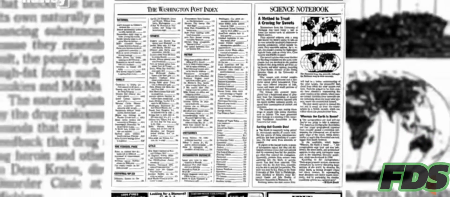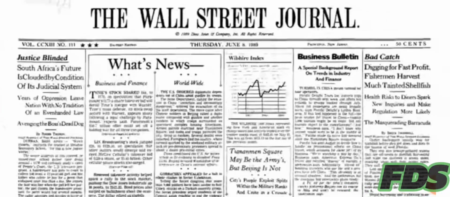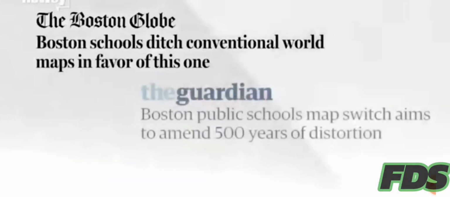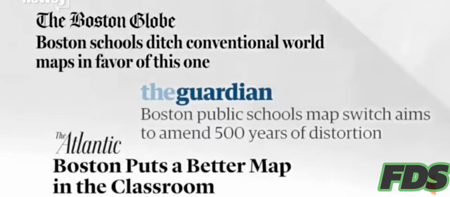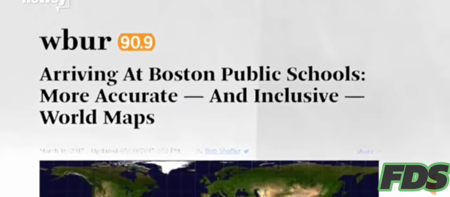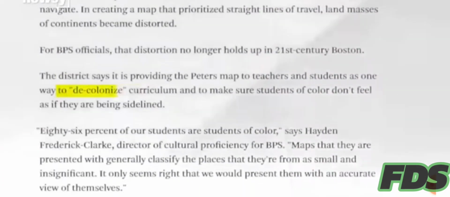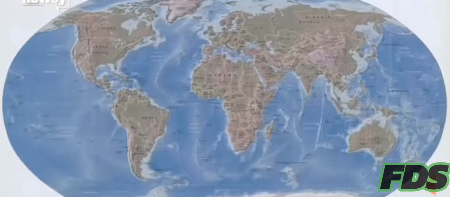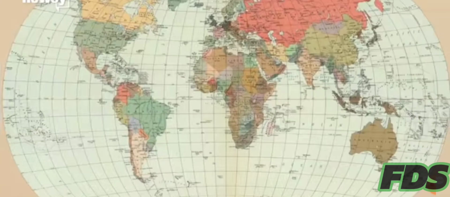There was a column in the Washington Post, and it even made it to the front page of the Wall Street Journal. Right there. The Gall-Peters hasn't gone away. Boston Public Schools recently said it will now use the Gall-Peters in classrooms to quote-unquote decolonize the curriculum. But it's not like the Gall-Peters is replacing all maps.